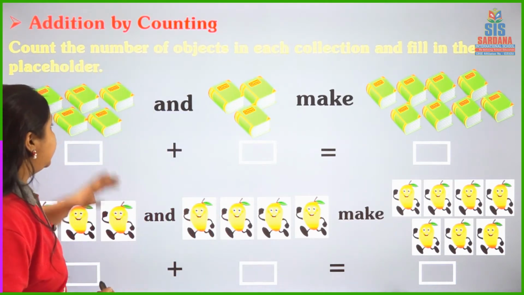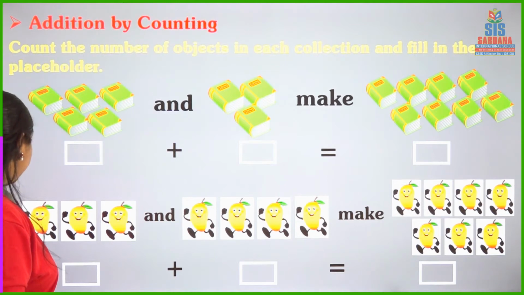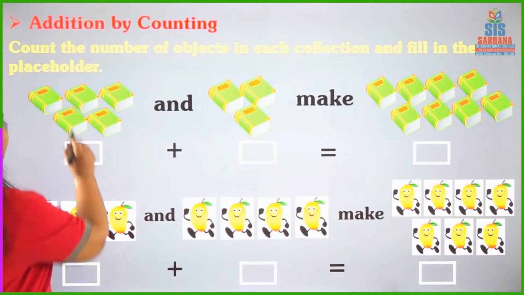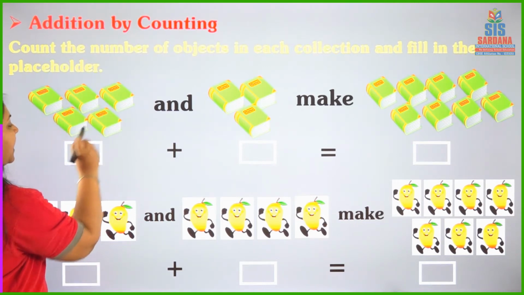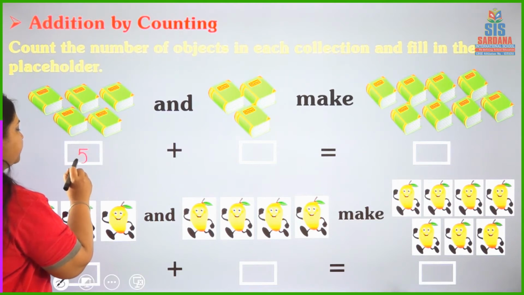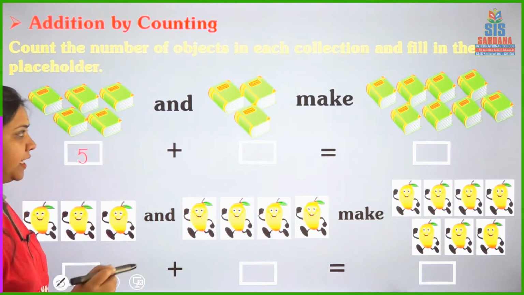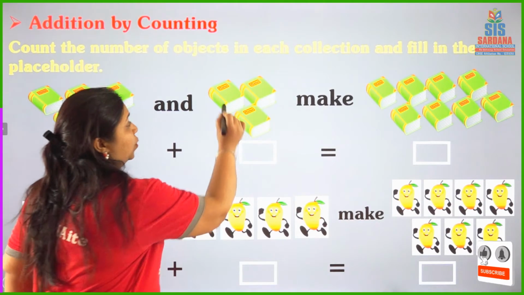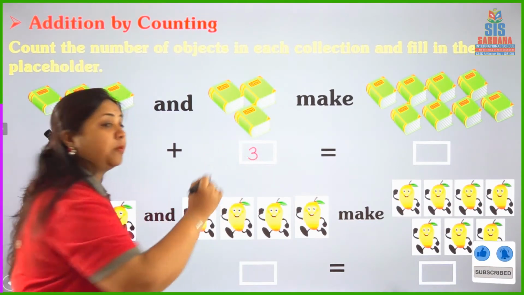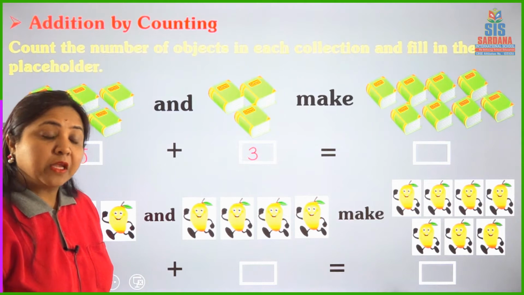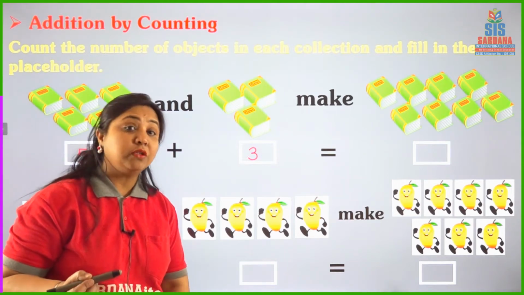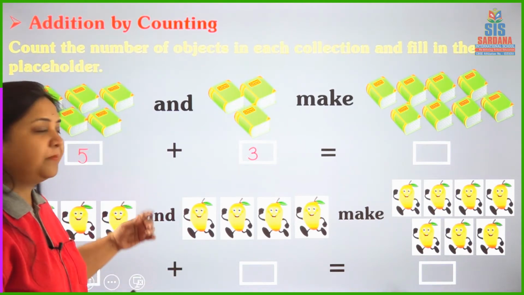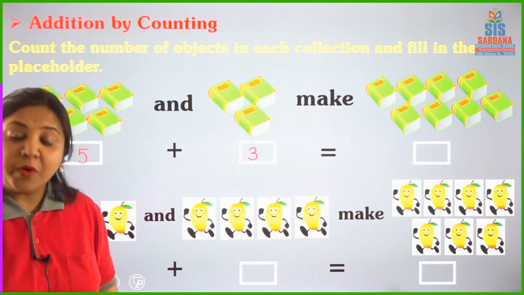First of all, in the first collection: 1, 2, 3, 4, 5. How many objects are there? 5. Then in the second collection: 1, 2, 3. How many objects are given? 3. Here you have to be thorough in the counting also. So in the first collection, 5 books are there. In the second collection, 3 books are there.